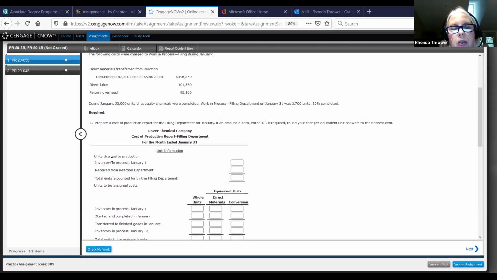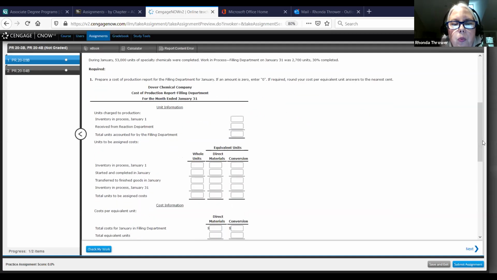We're going to start with the unit information. In a cost of production report, the top part just has to do with unit information. We divide the cost of production report into unit information and cost information. Your cost information is coming next, but we have to look at the unit information first to be able to determine our cost information that would go last. So we're starting with unit information only.